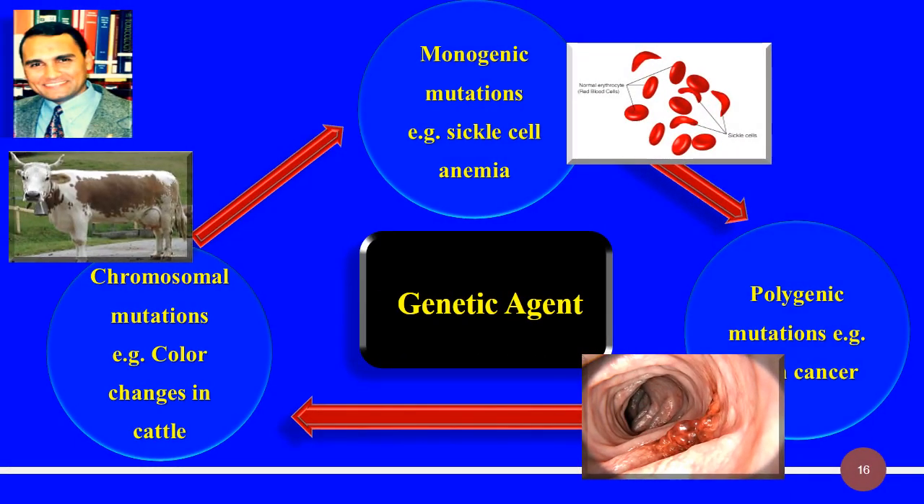Genetic agents are important for the occurrence of several diseases, such as monogenic mutations that result in sickle cell anemia, polygenic mutations such as the cancers in the GIT, and chromosomal mutations which cause color change in certain breeds of cattle.